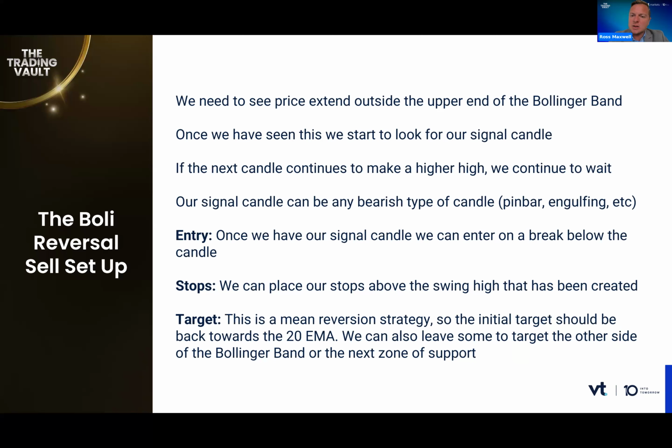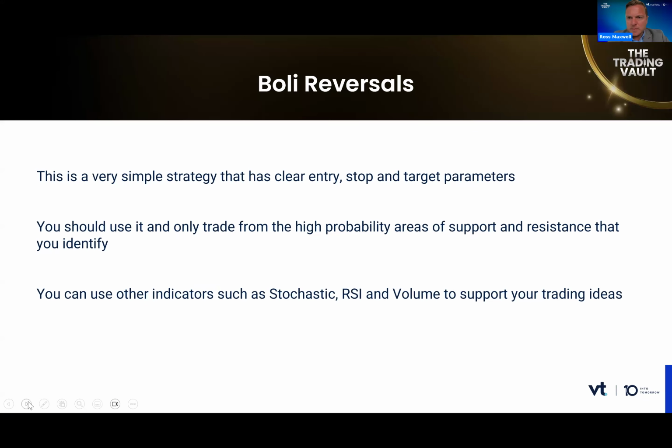Entry, again, once we have our signal candle, we enter on a break below the candle. Stops are on a break above the swing high that has been created by the move up. And the target, again, back to that mid Bollinger Band area, back to the lower Bollinger Band line, or back to the next area of support. Okay, so it's a very simple strategy. It has clear entry, stop, and target parameters, and you should only trade from the highest probability areas of support and resistance that you identify.